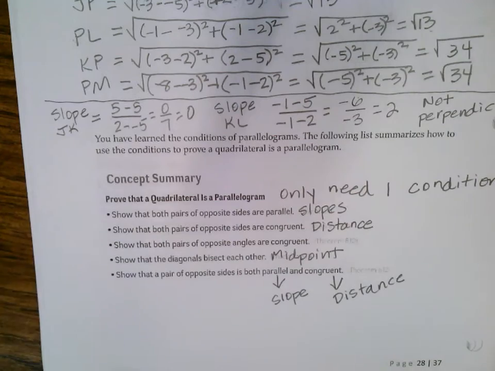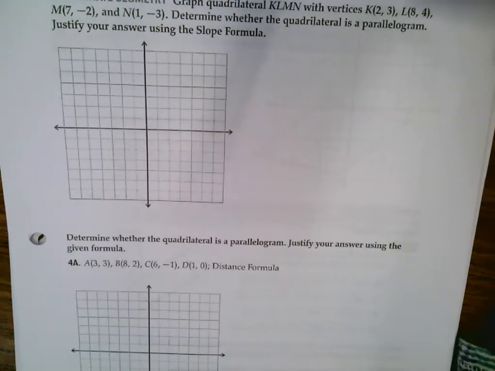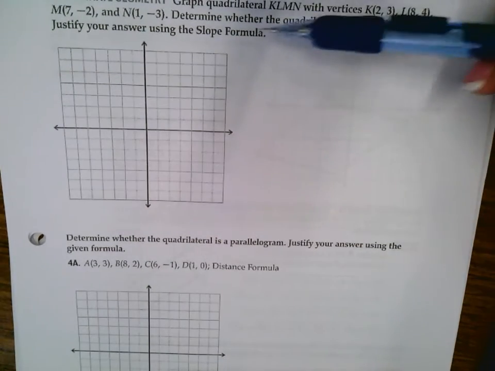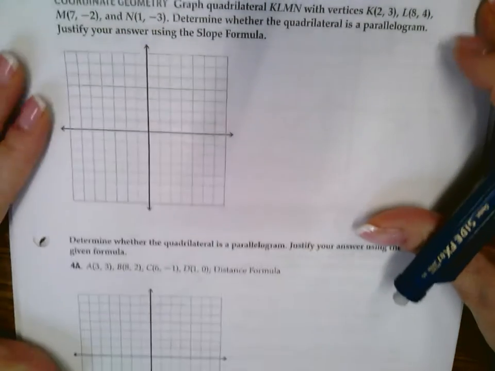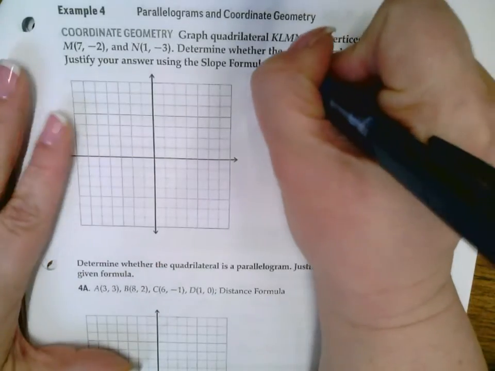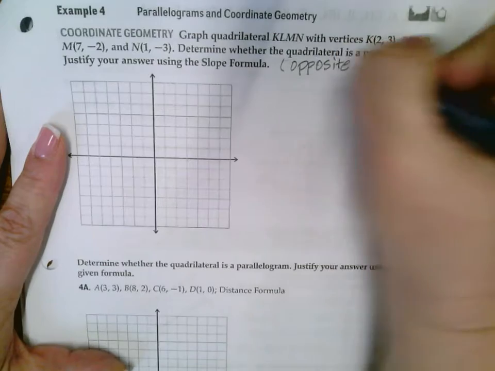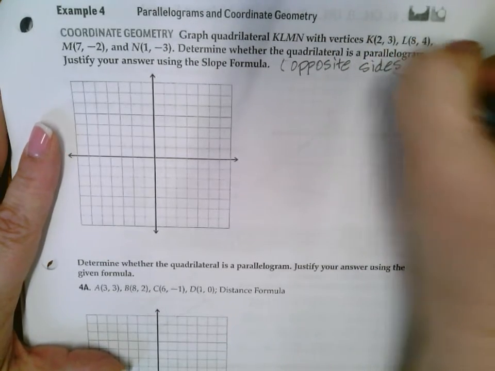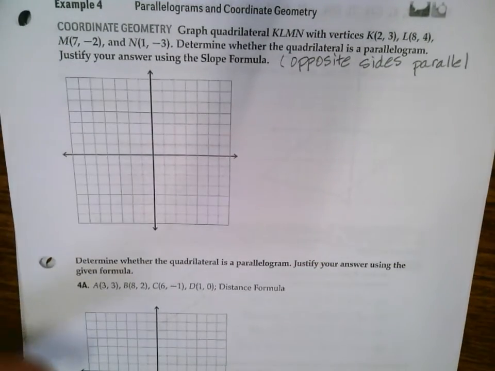So if you take a look, go ahead and turn it over to page 29. What it's asking you to do here is graph the quadrilateral and determine whether the quadrilateral is a parallelogram. So this is a yes or a no question. And they're asking you to justify your answer using the slope formula. So think about it. If they're asking for slope, we want to know if opposite sides are parallel. And we're going to calculate the slope for all 4 sides.